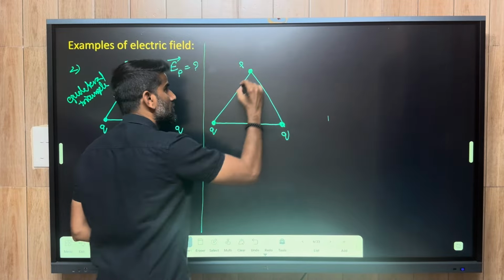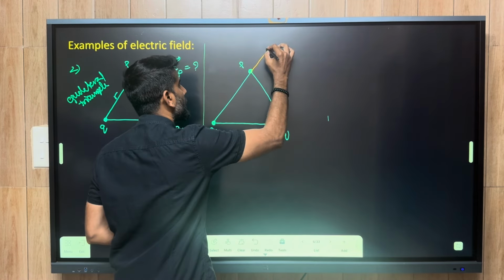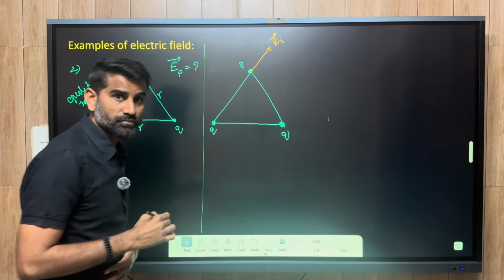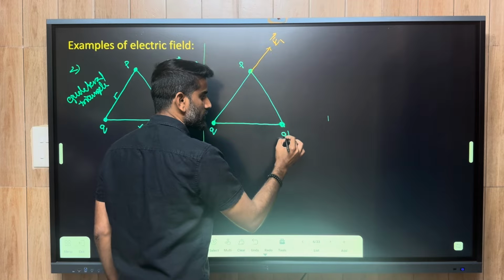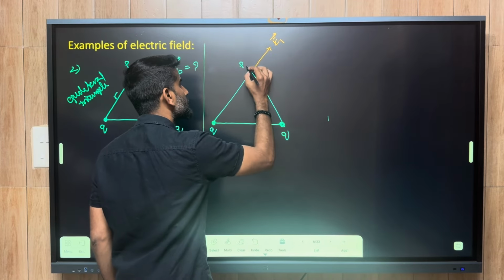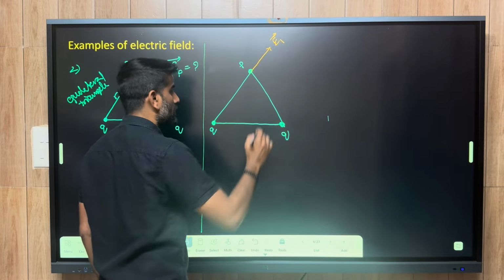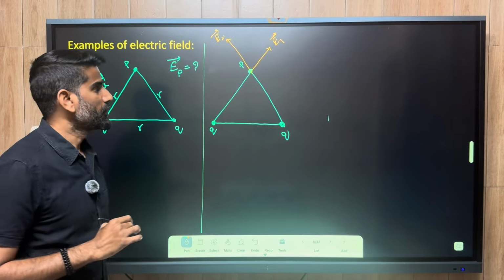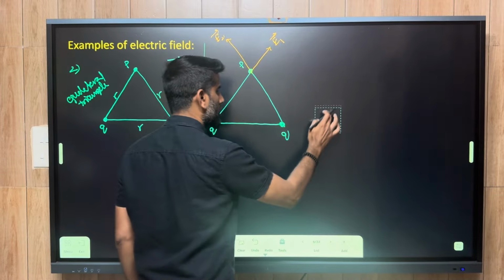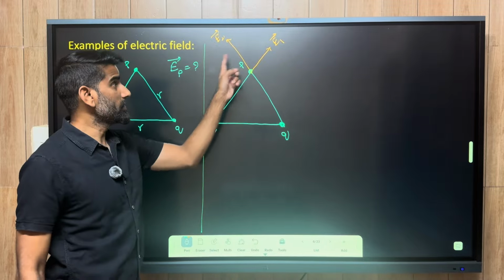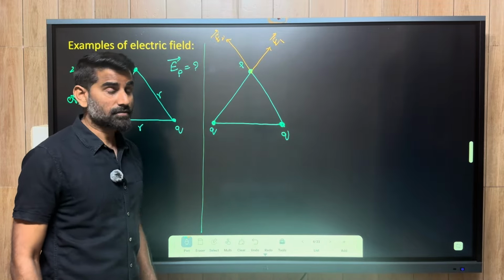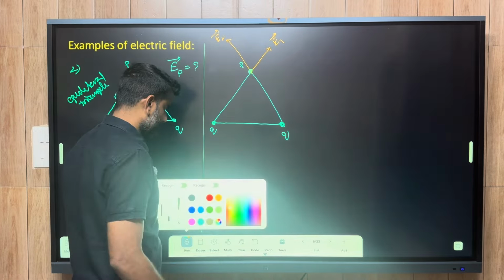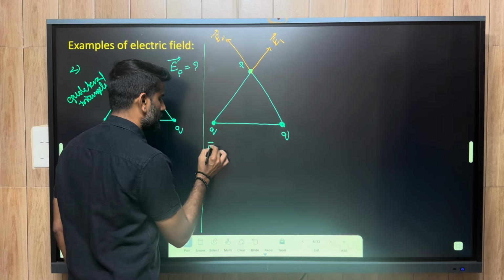Now the field due to this charge, as this is a positive charge, it is radially away. I am considering it as E1 vector, let it be E1, and this is also Q, which is positive again, which is radially away. This is E2. Now I am going to find the equations for E1 and E2. Then I add these two electric field vectors by using the superposition principle. Right?